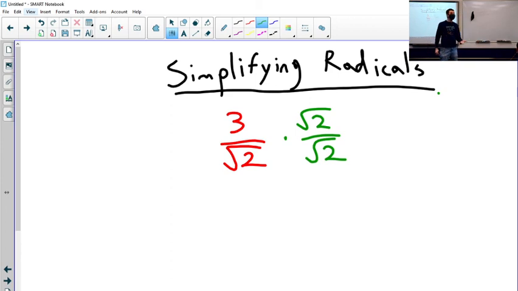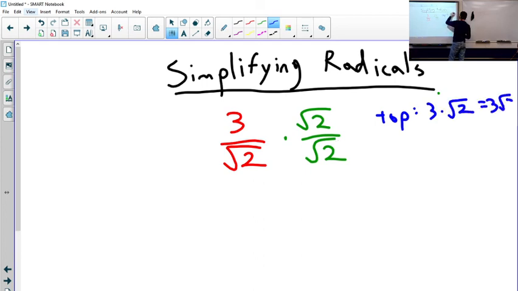And so, I have this 1 that I'm multiplying by. And anything times 1 is itself. So if I'm multiplying by 1, I'm not changing whatever decimal that is. So that is legal to do. Why is it useful? The reason it's useful is, remember, my goal is that I don't want a square root on the bottom anymore. Well, on top, the not useful part, I have 3 times square root of 2. That's going to be 3 root 2.